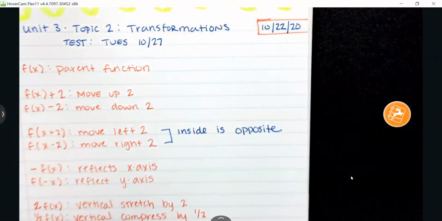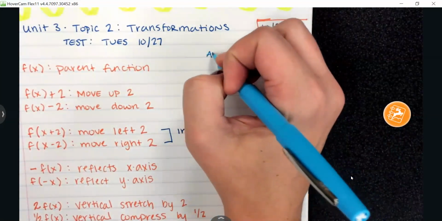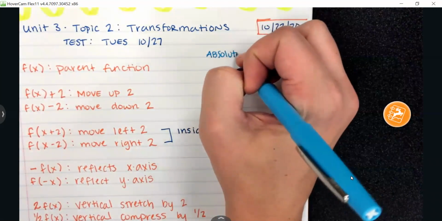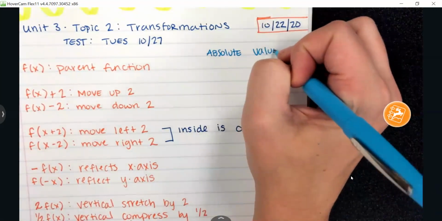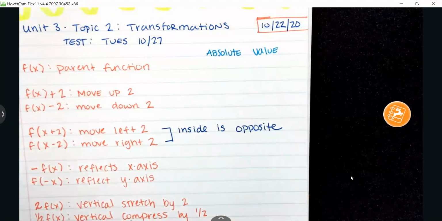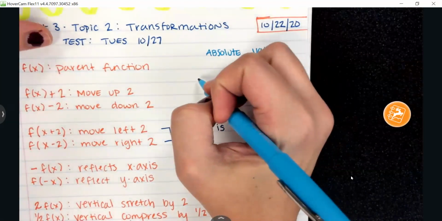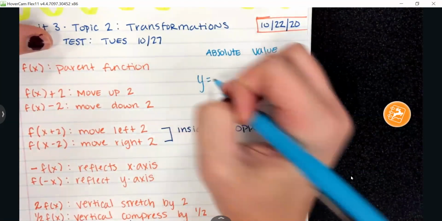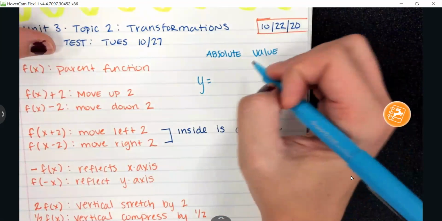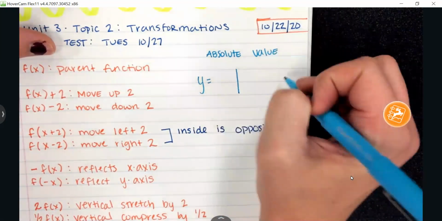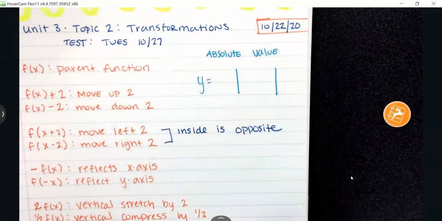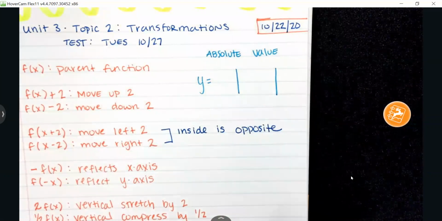We are in the absolute value unit. Absolute value. Absolute value is 2 straight lines up and down. On your keyboard, it's right above the enter key. So I would have something that says y equals, and it's going to have these big absolute value lines. That's what the equation will look like.